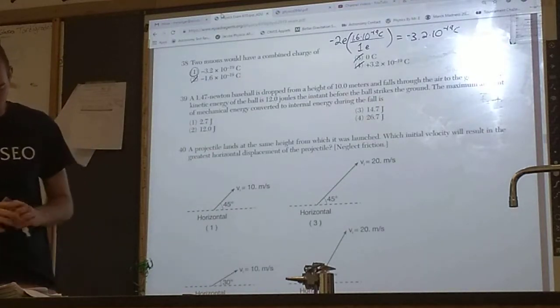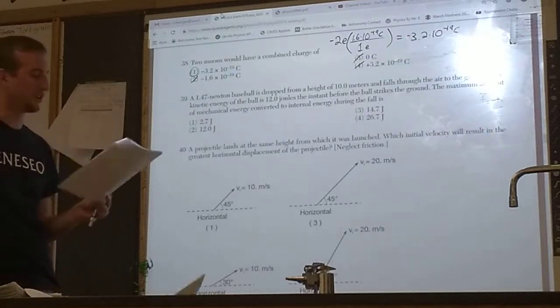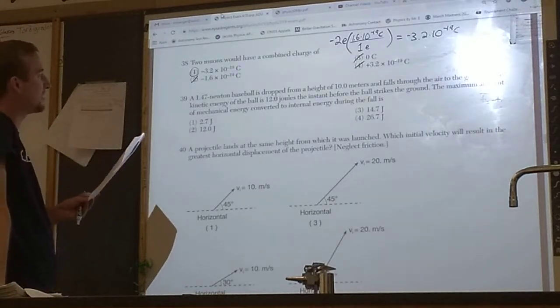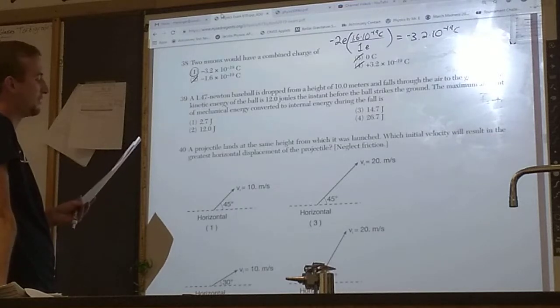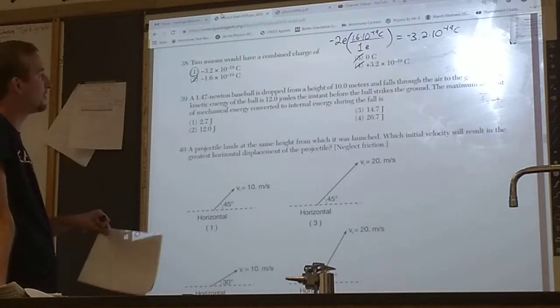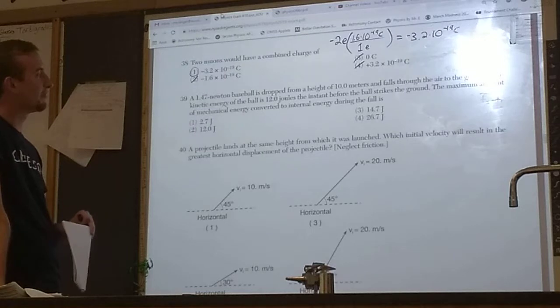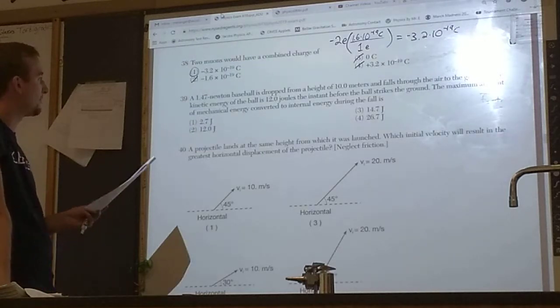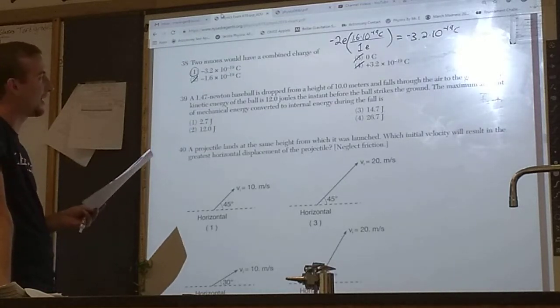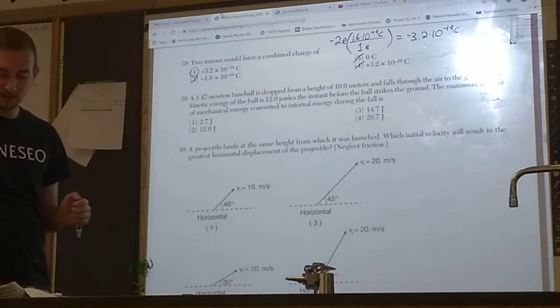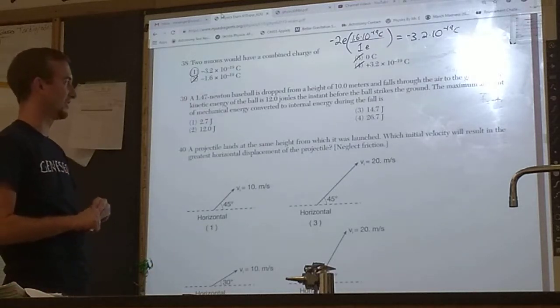A 1.47, very good question. A 1.47 Newton baseball is dropped from a height of 10 meters, falls through the air to the ground. The kinetic energy of the ball is 12 joules the instant before the ball strikes the ground. The maximum amount of mechanical energy converted to internal energy during the fall is what? This is a very interesting question.